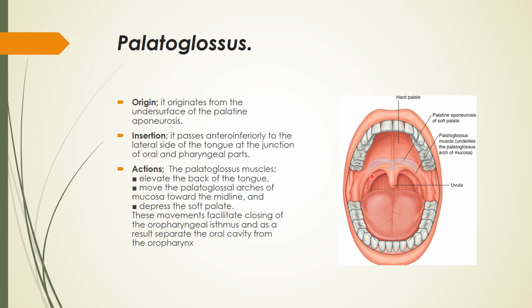The palatoglossus muscle, as it is attached to the side of the tongue, elevates the back of the tongue. It moves the palatoglossal arches towards the midline and it depresses the soft palate. These movements actually facilitate closing of the oropharyngeal isthmus. You have studied the boundaries of the oropharyngeal isthmus. So depression of the soft palate, approximation of the palatoglossal arches and elevation of the tongue from inferiorly, these actions close the oropharyngeal isthmus, and as a result they separate the oral cavity from the oropharynx.